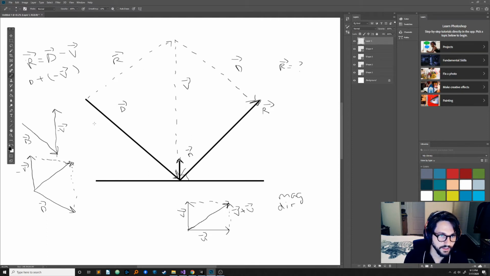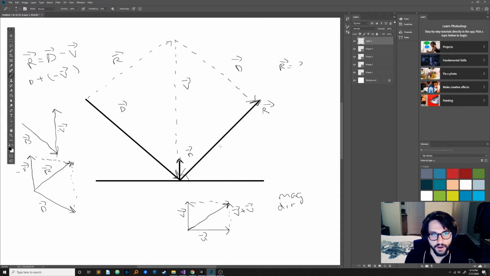Well, if you look here, this is just R. This is exactly the vector we're looking for. We're looking for R. So R will be D minus V, or D plus negative V. And now we have R. And again, we can translate R anywhere in space. So I move these vectors around and manipulate them in such a way that I can basically solve for R.